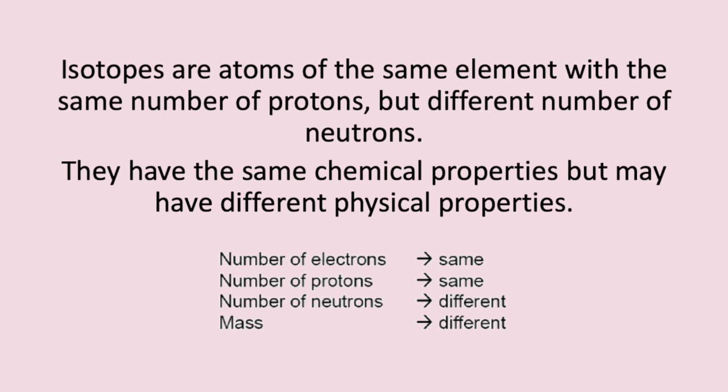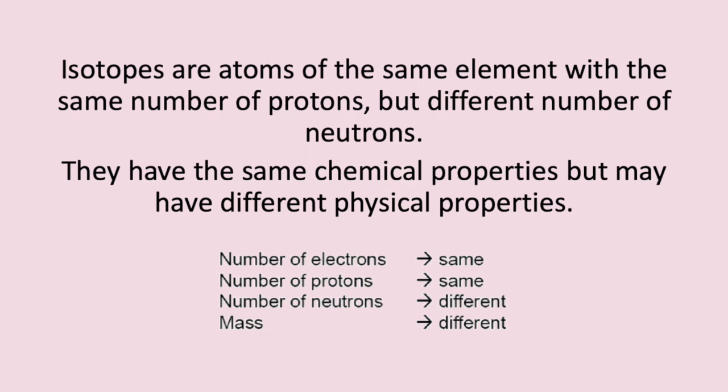Isotopes are atoms of the same element with the same number of protons but different numbers of neutrons and different masses. Isotopes have similar chemical properties as they have the same number of electrons, but they may have slightly different physical properties as they have different masses.